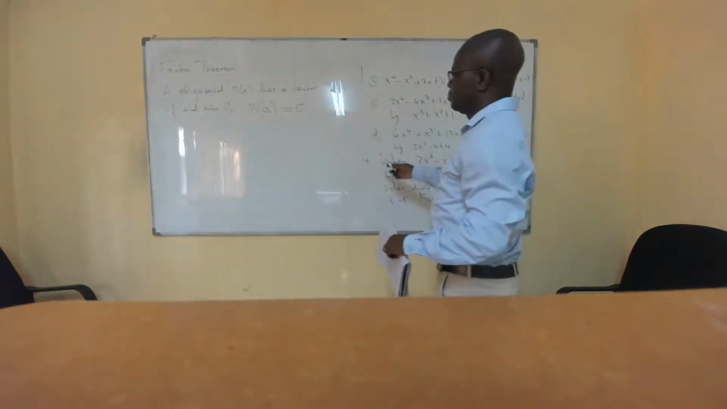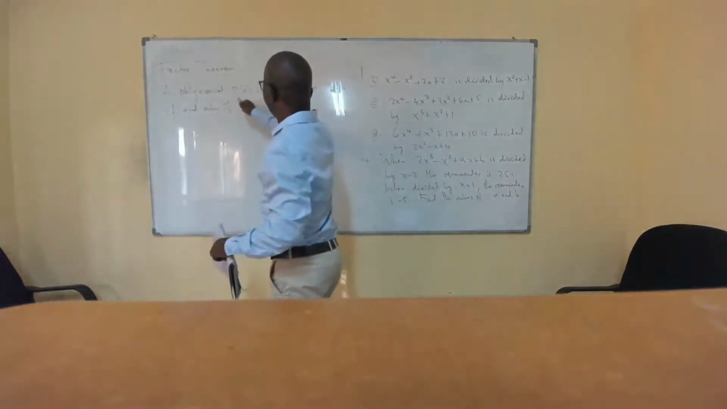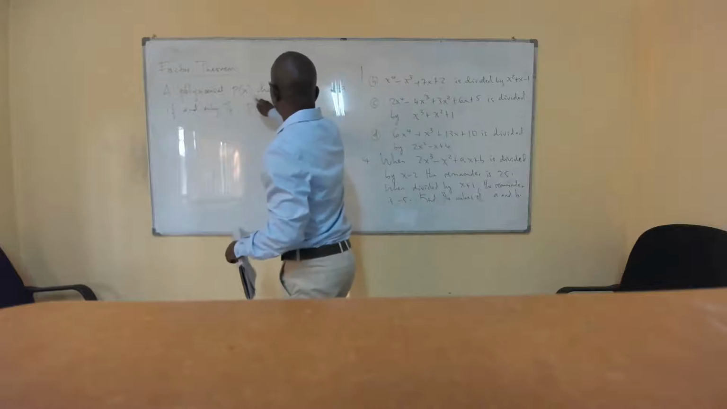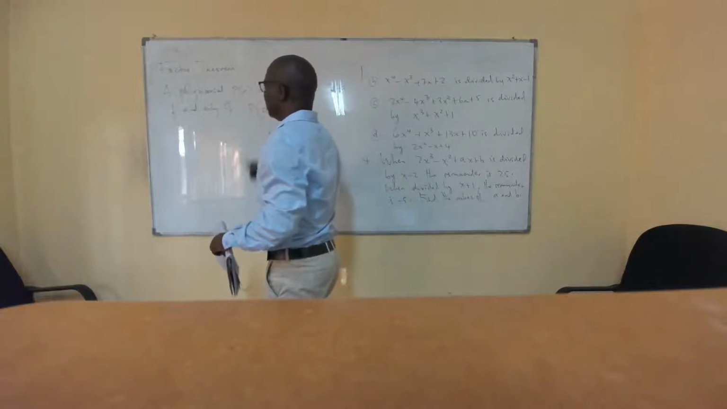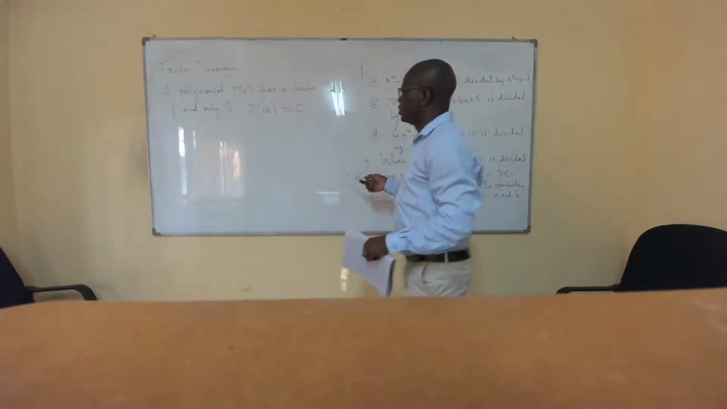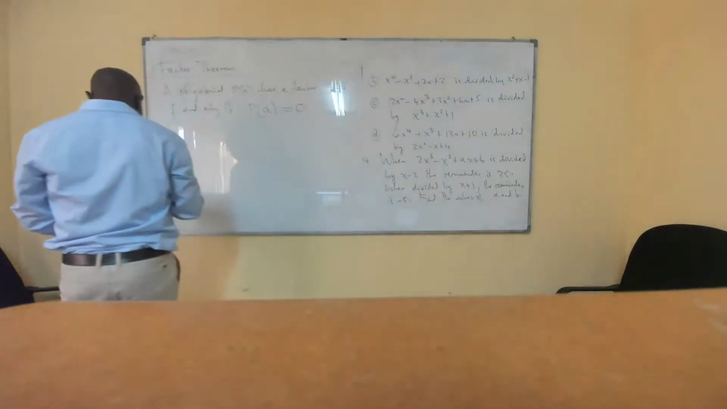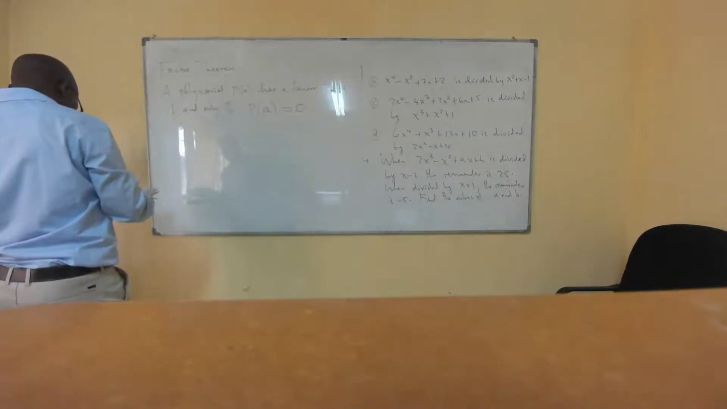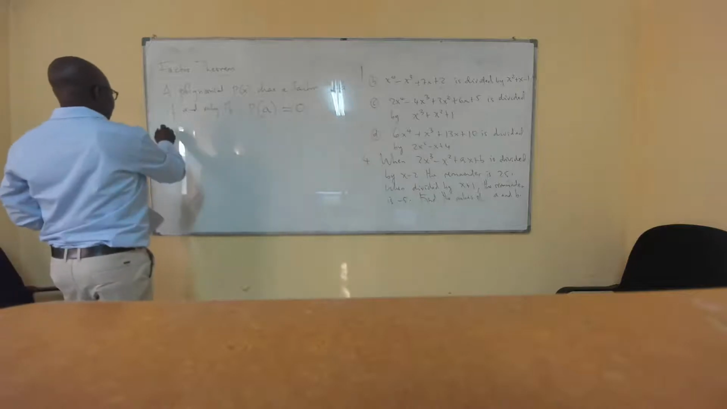So the statement that a polynomial has this factor is equivalent to saying the remainder when that polynomial is divided by this is actually 0. Very, very useful result. I will not prove it; I'll leave out the proof. Let's see how we use it. Example.